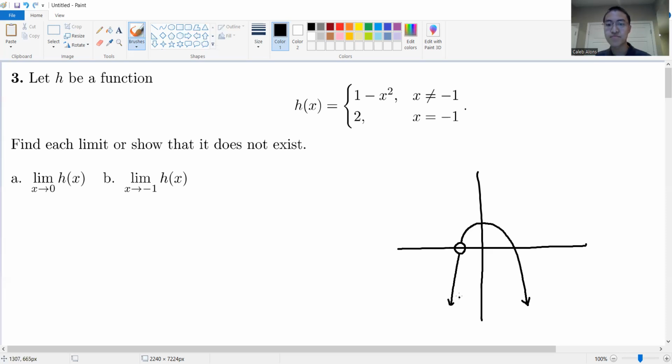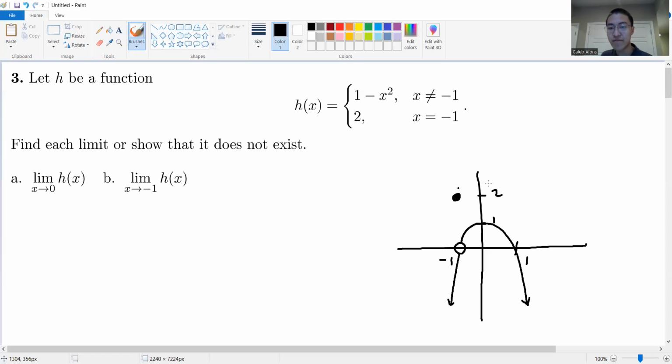And then the next part is at x equals minus 1. The way we're filling it in is we have the value 2. So this is the value 1. This is happening at minus 1. And this right here, this height is 1. So here would be 2. And that means at x equal to minus 1, the function value jumps up to here.